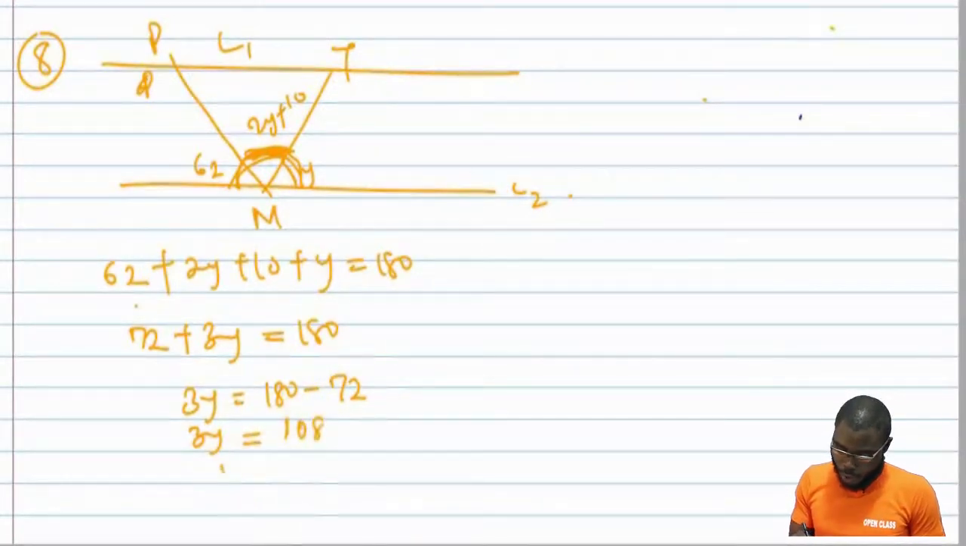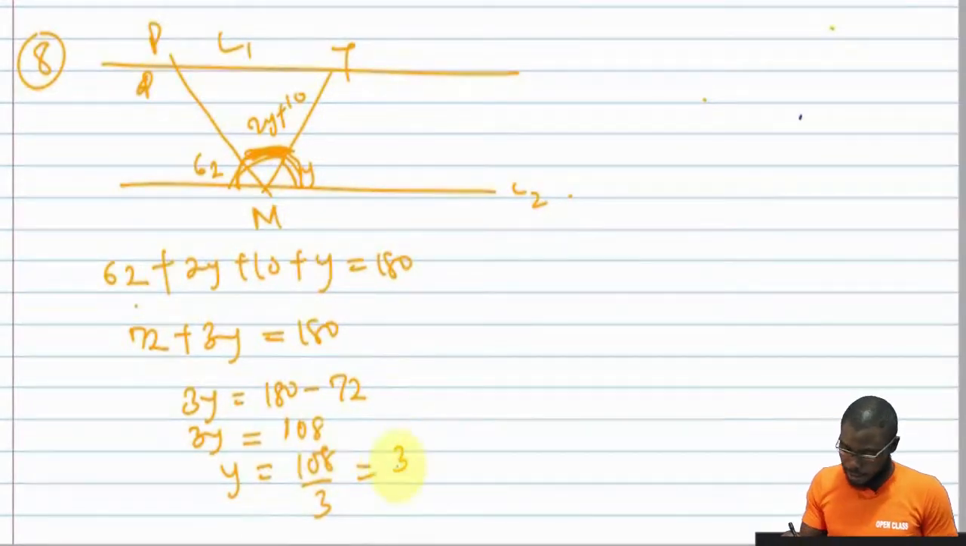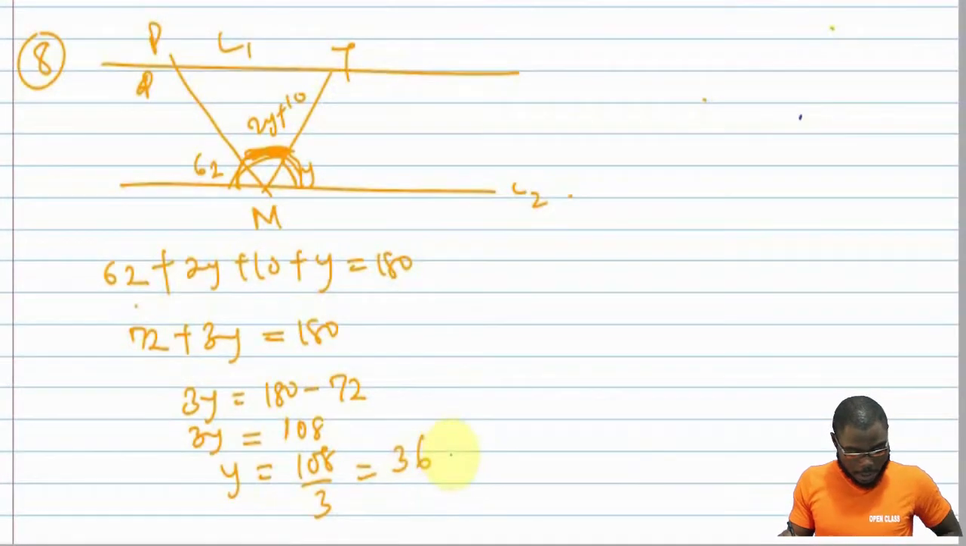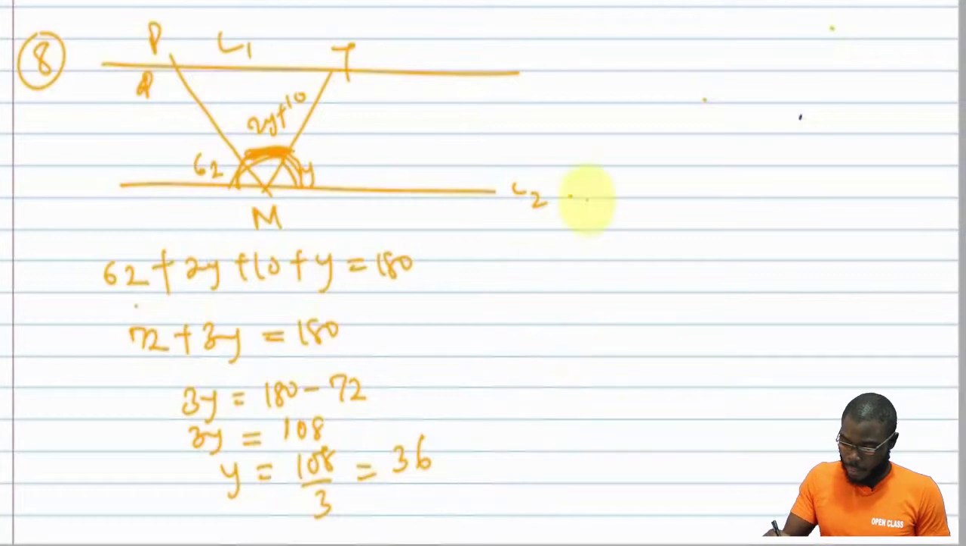All right, so your y is 108 divided by 3. How many 3s can you get in 10? 3, then 1 remaining, so 18. 3 in 18, you have 6. Okay, so your y is equal to 36. Actually, your y equals 36, but the angle you're looking for is 2y plus 10. That's PMT. So don't jump to a conclusion and pick 36.